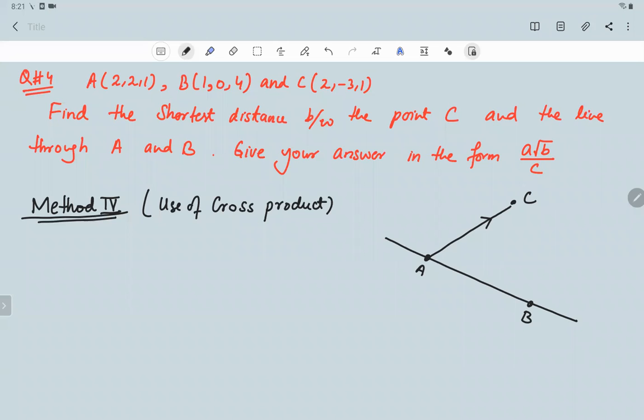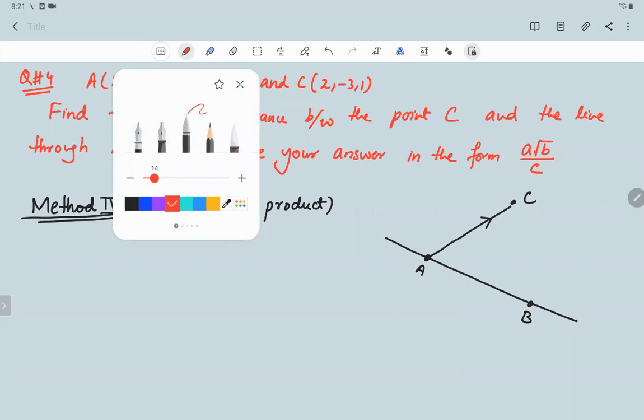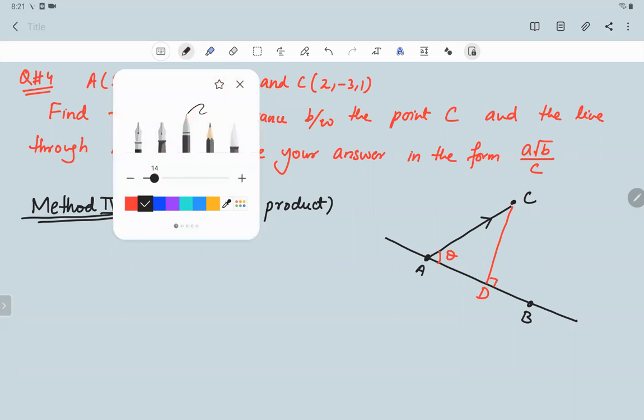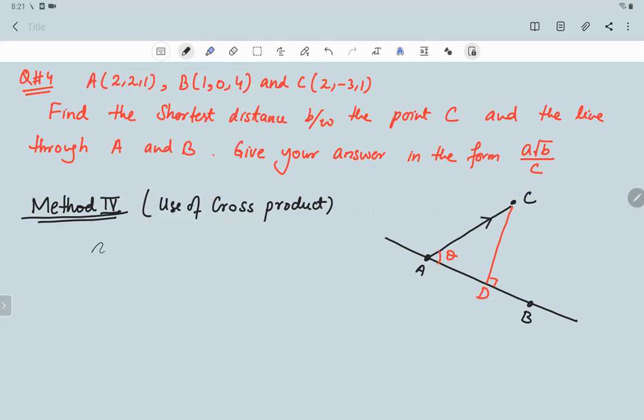Now we have to calculate this distance, the shortest perpendicular distance of C from the line passing through AB. I call this point D. Our objective is to calculate CD, but we know that CD is actually AC sine theta.